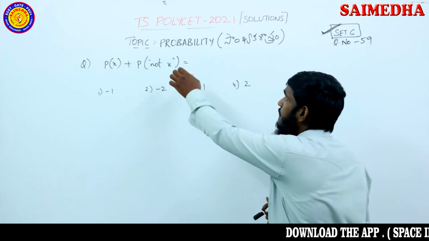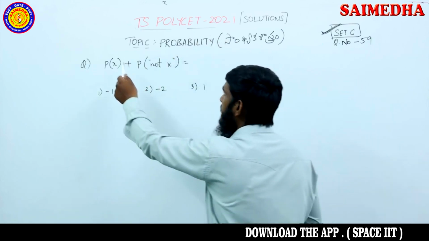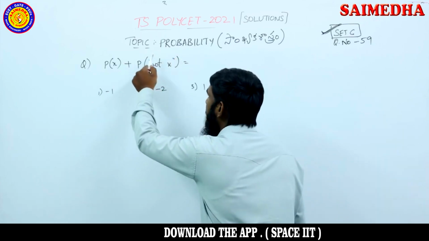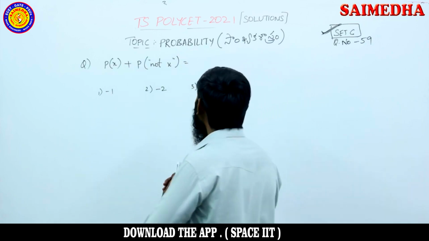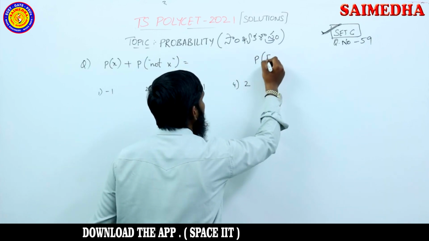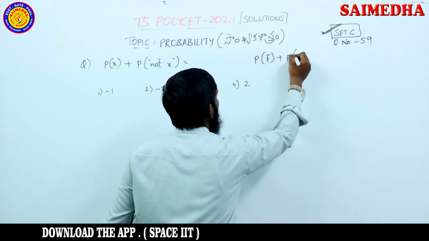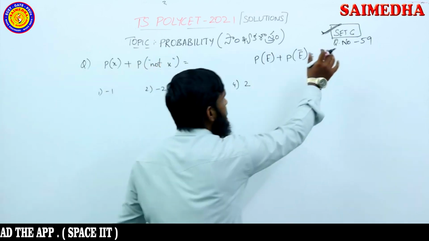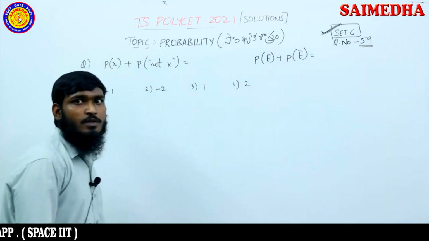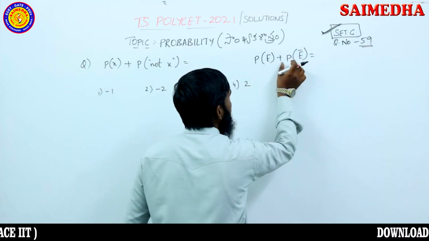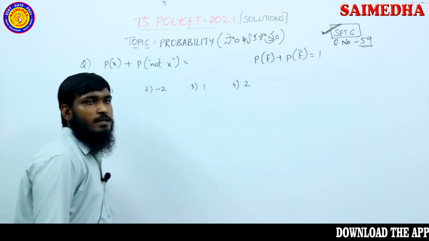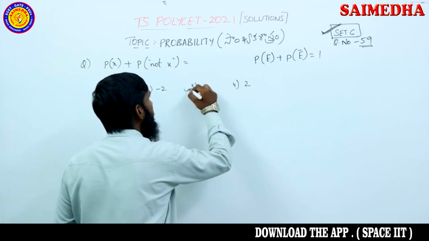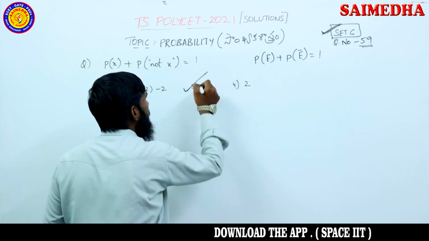Now, let us see the last question from the chapter probability. It is very simple. P of x plus P of not x is equal to what? Or else, we can write it as P of E, where P of E means any event. If you write like this, P of E plus P of not E is equal to what? This question is from set C and the question number is 59. So, what will be the answer? It is very simple. P of E plus P of not E is equal to 1. Or else, if you take P of x plus P of not x, it is equal to 1, so our option number 3, which is 1, will be correct.